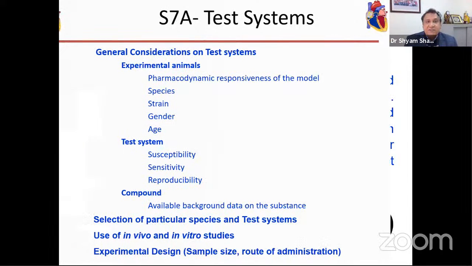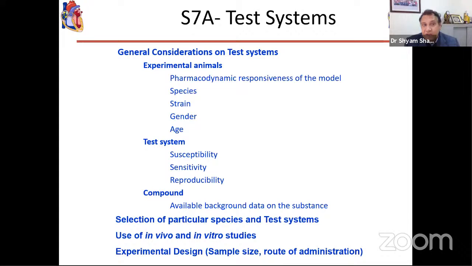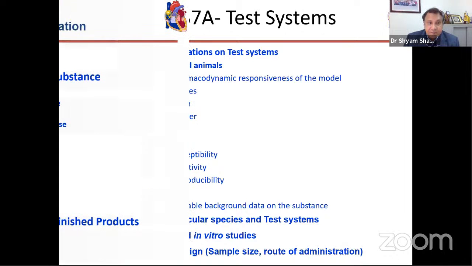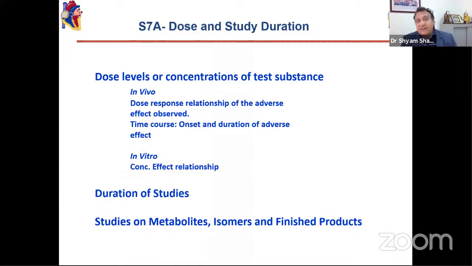So these are the considerations which have been put in the test system: which animal you require, which species you require, some of the species which are not sensitive for that, what kind of gender, age, test system susceptibility, sensitivity, reproducibility you require. So what system you have to use, you have to think before the study. And you can use a range of in vitro and in vivo studies for this. And the dose level, the concentration of the test substance, what you require. For that, you would have already conducted some dose response studies for efficacy studies. From that, you have to draw the dose for in vivo studies.